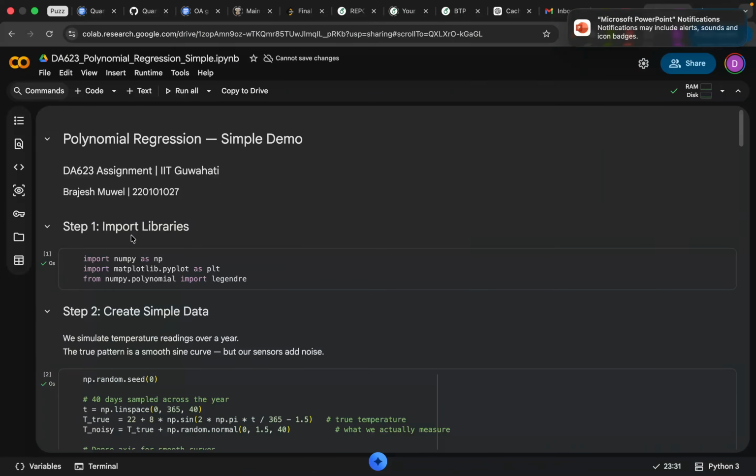So now this is the most important result of the experiment. I fit three polynomials, degree 1, degree 6, and degree 20, and plot them side by side against the same data. Starting with the left panel, degree 1, this is just a straight line and the MSE is 31.9. It completely misses the seasonal curve because a straight line cannot represent a curved pattern. This is called underfitting. The model is too simple.